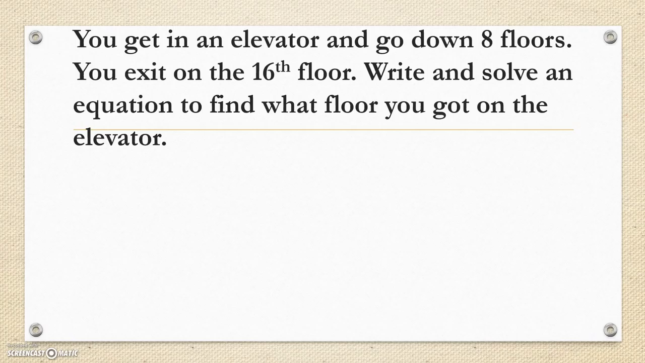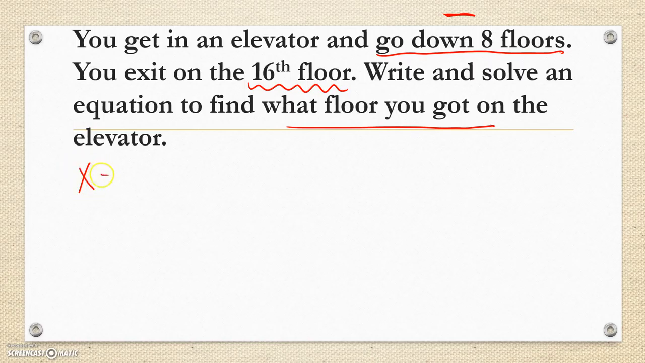So the first sentence says, you get in an elevator and go down 8 floors. And if we think going down 8 floors, hopefully we think, okay, that's probably subtraction. It says you exit on the 16th floor. So this is kind of our answer. This is our end answer. It says write and solve an equation to find what floor you got on the elevator. So already the question tells us that we don't know what floor we got on. So that's going to be our variable. So I'm going to put x equals floor we got on elevator.